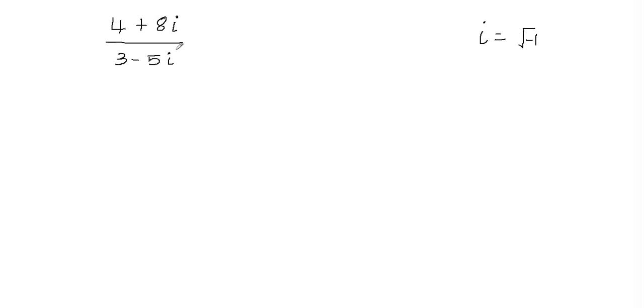To do that, we'll have to multiply the denominator by the complex conjugate. Now, what do you mean by complex conjugate? A complex conjugate is formed by changing the sign between the two terms in the complex number. So we have 3 minus 5i, so the complex conjugate of 3 minus 5i will be 3 plus 5i. Notice that what I did is I changed the sign between the two terms in the complex number. So the real part is the same in each complex number, but the imaginary parts have opposite signs.